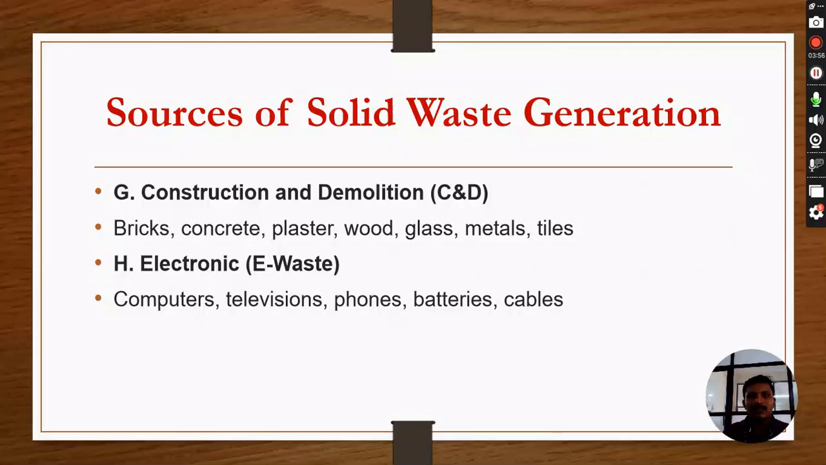And next one is construction and demolition. Here the waste from construction is mainly brick waste, concrete blocks, plasters, wood, glass and metal tiles. These are the main wastes generated from construction sites. And electronics like computers, mobile phones, televisions, PCs, laptops, mouse, keyboards, batteries, cables, etc. These are all electronic waste.